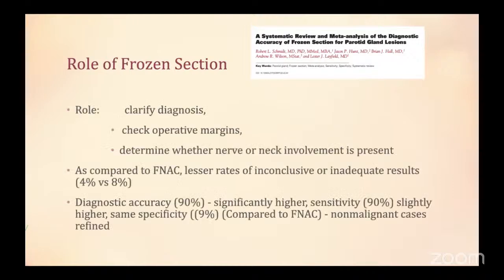Role of frozen section. So to clarify the diagnosis, which if we don't have pre-operatively, to check the operative margins when we are in doubt, and to take a decision on the nerve or the neck node dissection. So this is the current role of frozen section in parotid tumors. The accuracy and the sensitivity of frozen section is much higher as compared to FNAC.